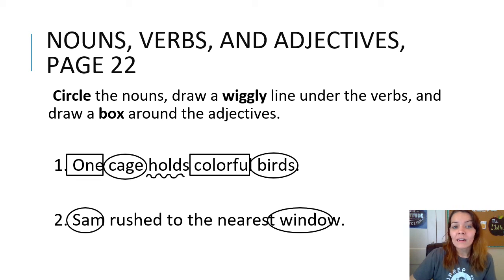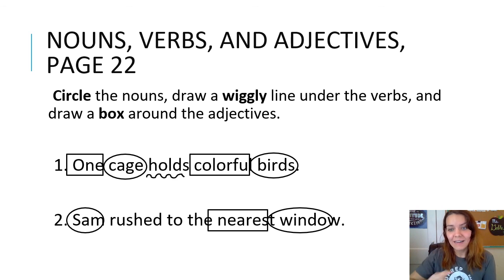What about our adjectives? Nearest. That's the only adjective in this sentence. It's describing where the window is. So the adjective describes the noun. And finally, let's find our verb. Our verb is rushed. That's what Sam is doing, rushing to the nearest window.